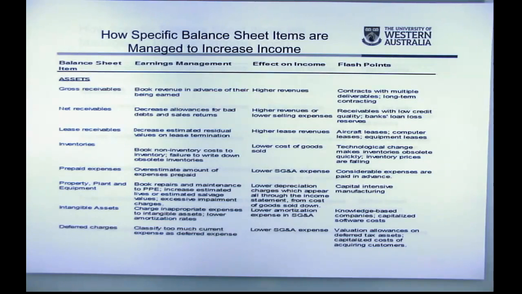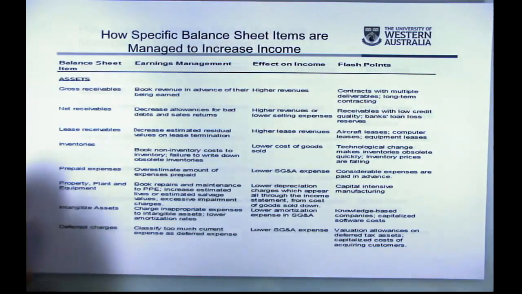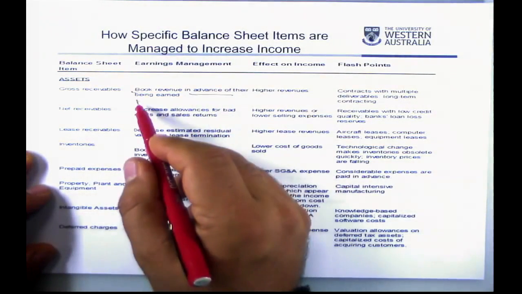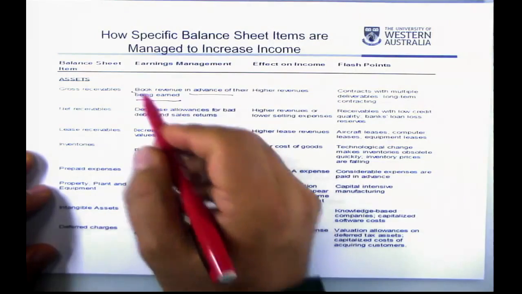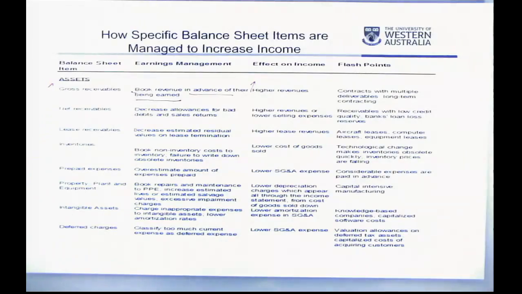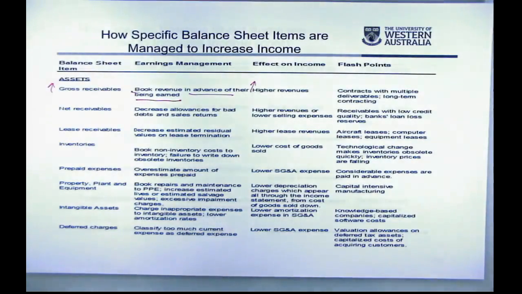So let us see the balance sheet items that are usually manipulated by accountants, and of course they do affect the earnings of the firm as well as its revenues. Gross receivables can be manipulated if, for example, the accountants book revenue in advance of its being earned. That will inflate the gross receivables as well as the revenues. And any inflation to the revenues, of course, will inflate the earnings, right?